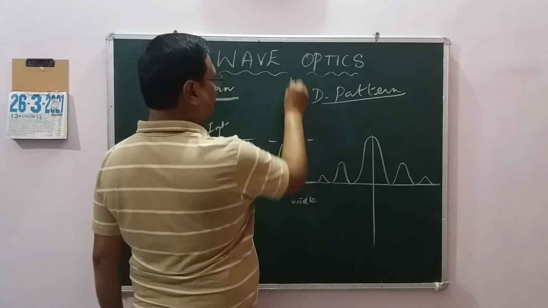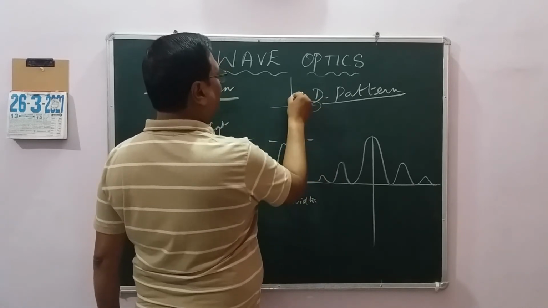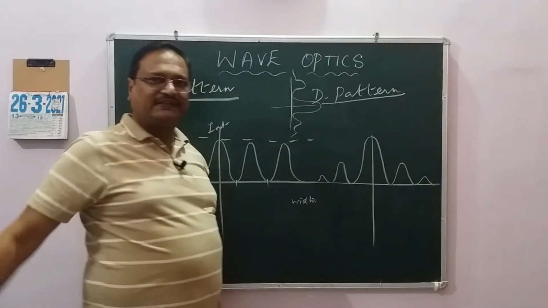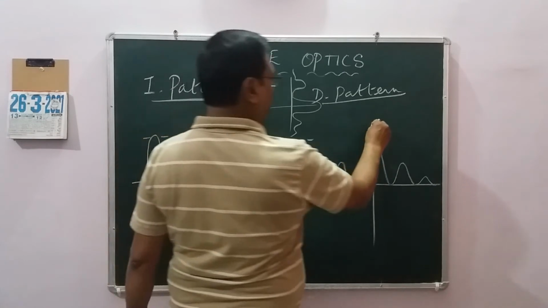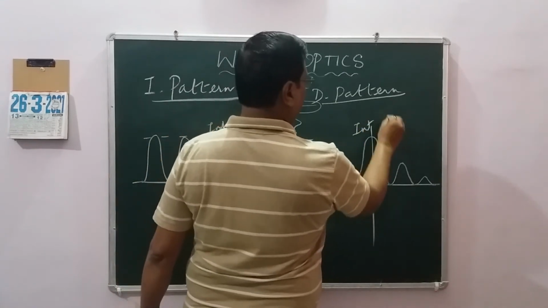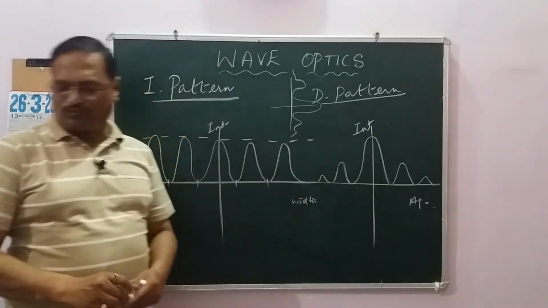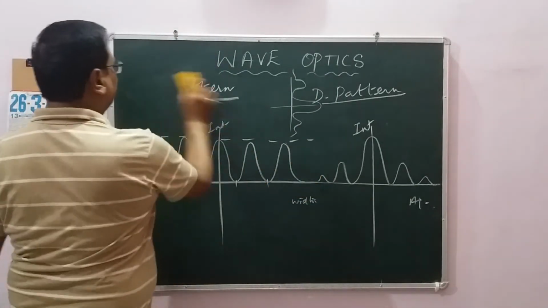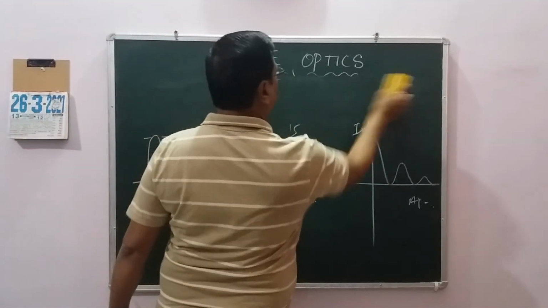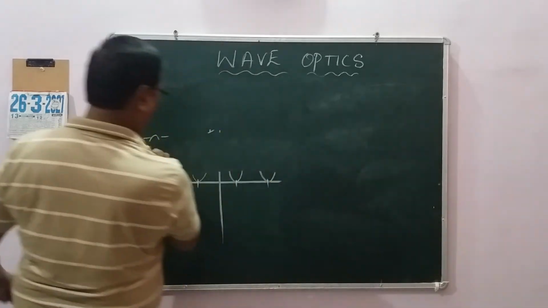So this is the y-axis, and it goes above and below like this. These are the two patterns which you draw, where the y-axis represents intensity. Here you can take angular width or whatever you've been asked. I hope that with this we have completed the majority of the concepts of wave optics.